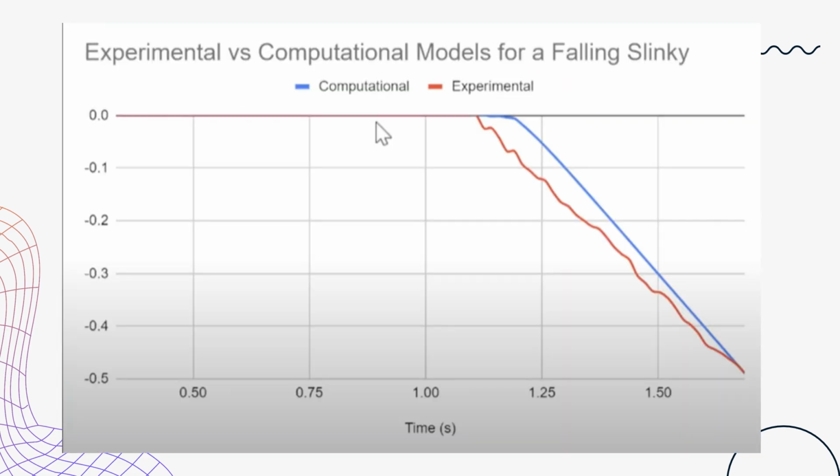Then, taking data from both the computational and the actual experimental model from Tracker, they were used to create this graph that compares the two data sets. So as you can see, the horizontal portion of the graph represents the slinky as it was collapsing onto itself, and there was no downward motion there. And then the second half, where it's moving downwards, was when the slinky was actually falling after it collapsed.